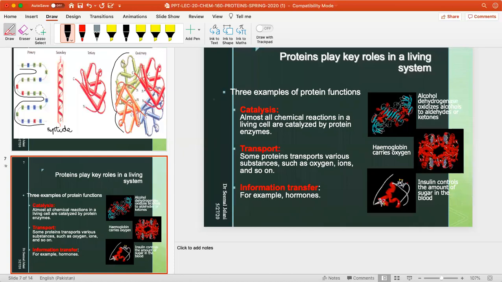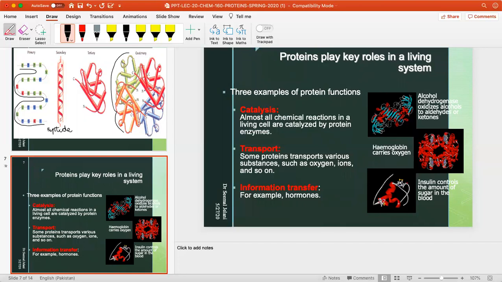Now we come to the functions. The proteins play key roles in the living system. They can act as a catalyst. They can act as the transport thing, or they can be used for the transfer of information. So transportation के लिए, catalysis के लिए, और information transfer के लिए proteins play vital role in the living system.